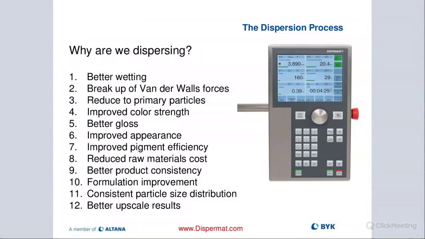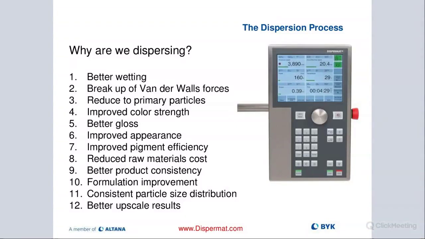Okay, so let's go right into the dispersion process. What are we actually trying to do here? So we want to improve our wetting. The most important part, obviously, is the invisible forces that are holding our pigment or particles together. They're called Van der Waals forces. And these invisible, like electromagnetic forces that are binding these particles, we want to break up those forces.